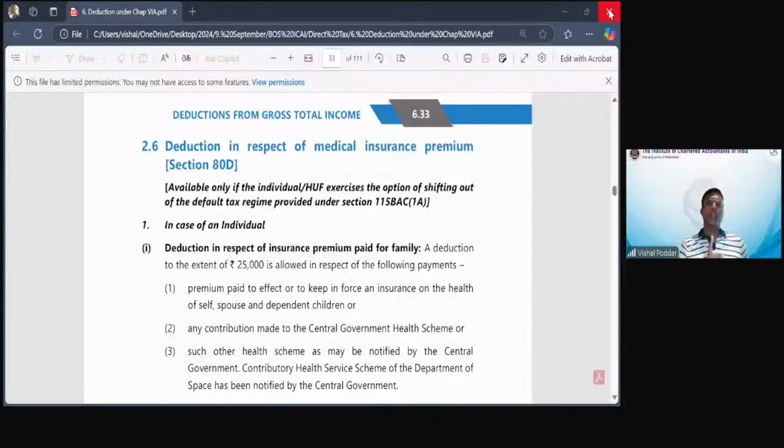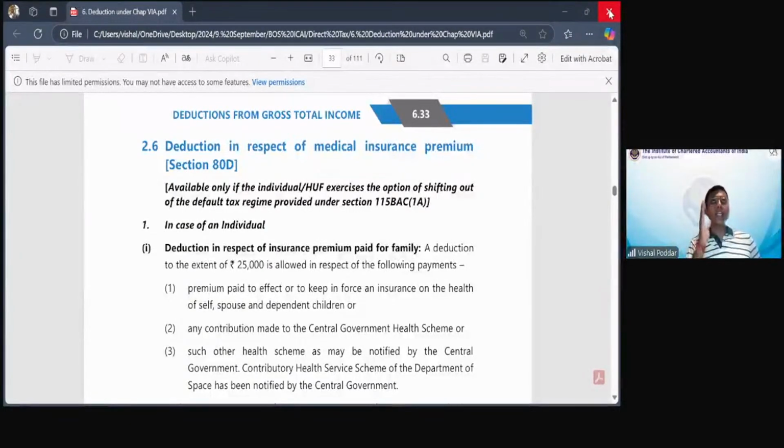Now here, if your children are not dependent on you and still you are paying their Mediclaim insurance, you will not get the deduction. That is what it means. Spouse, whether dependent, independent, in either case you will get deduction. Parents, whether dependent, independent, in either case you will get deduction. But children, you will get deduction only if they are dependent. Correct?